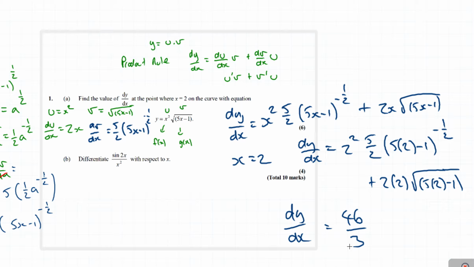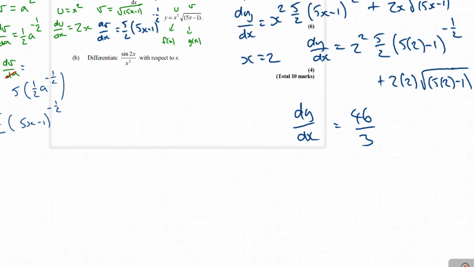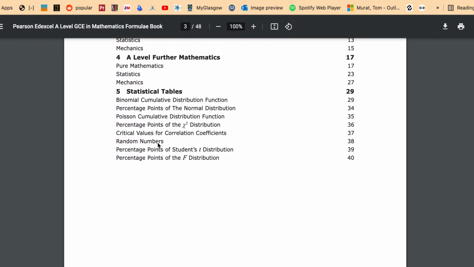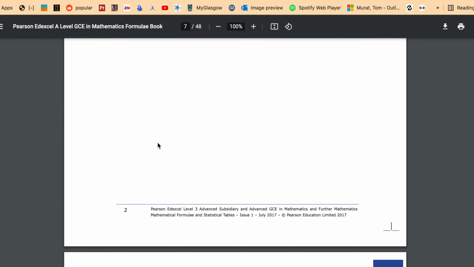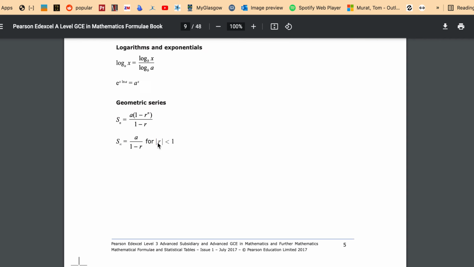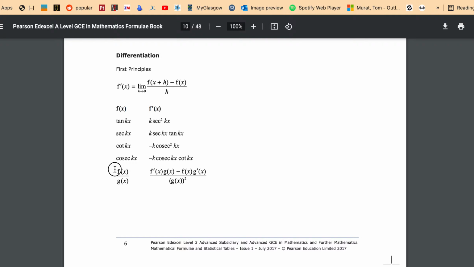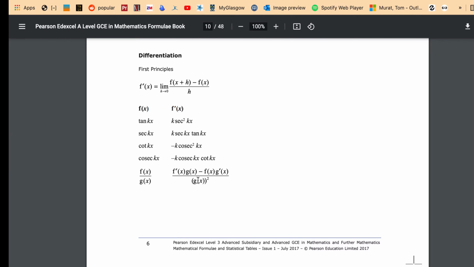For part B, we've got differentiate sine 2x with respect to x. So when we want to differentiate sine 2x, this one we're going to use the quotient rule. So the quotient rule is given to you in the formula sheet. If we go down to the formula sheet, we see that it's under the differentiation section, and we can see that when you have a function f of x divided by g of x, then we've got f prime x g x minus f x g prime x, divided by g of x squared.